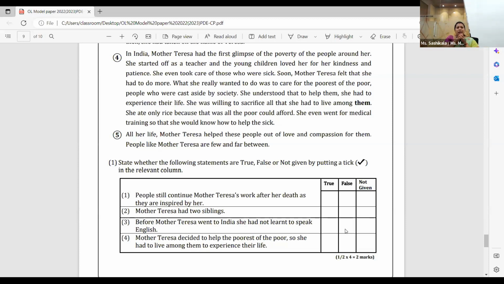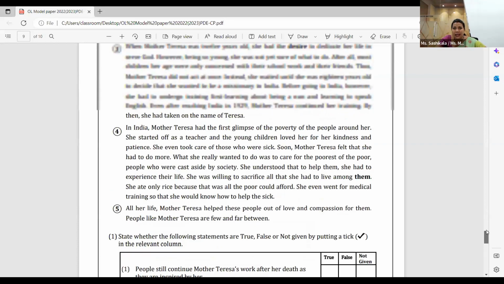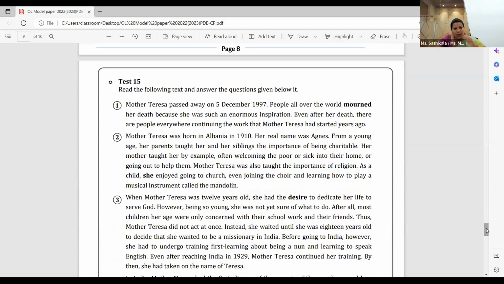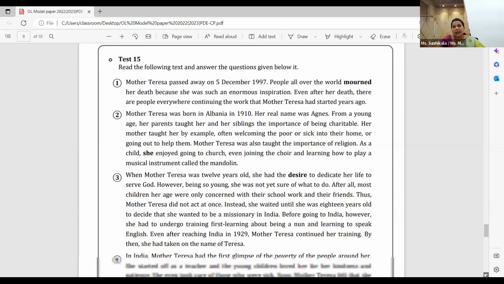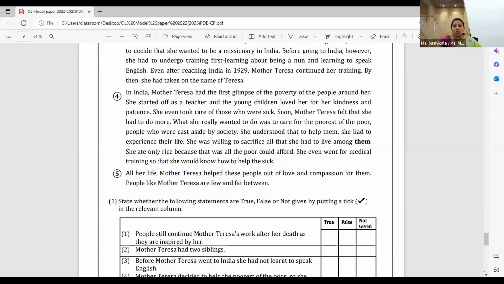Okay, let's go to the statements. First one, people still continue Mother Teresa's work after her death as they are inspired by her. Now go through the sentence, and let's see where this sentence is, whether we could find it in the text. Now in the first paragraph, last sentence: even after her death, there are people everywhere continuing the work that Mother Teresa had started years ago. So it is stated in the paragraph. So it is true.